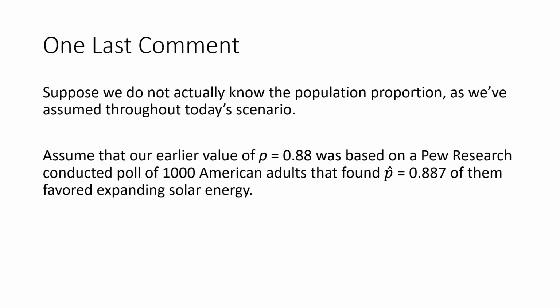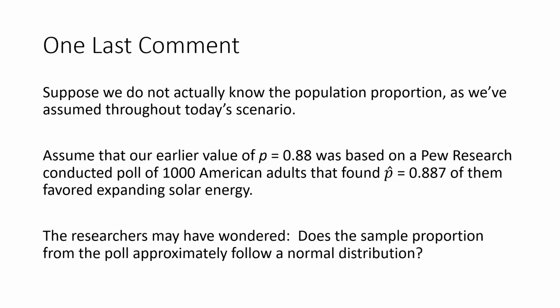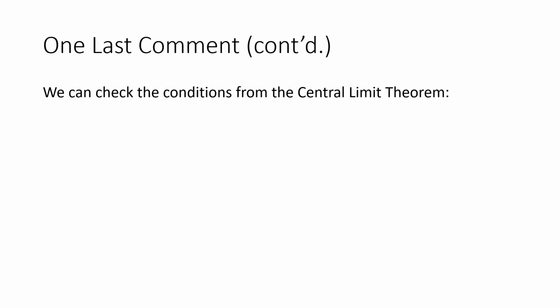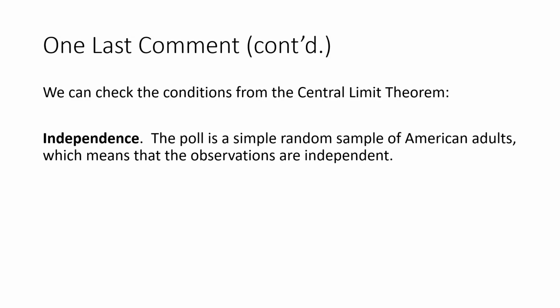Well, what we do is this. We assume that our earlier value of p equals 88% was based on a Pew Research poll of 1,000 American adults that found that p hat was 0.887 of them favoring the expansion of solar energy. The researchers may have wondered, does the sample proportion from the poll approximately follow a normal distribution? Well, we can check the conditions from the central limit theorem. Independence is definitely going to hold because it was a simple random sample of American adults. That means the observations are independent.